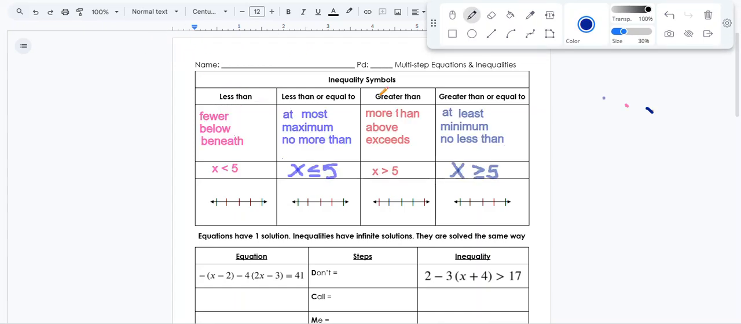Okay, so here are the inequality symbol words. We have less than, and here are some words that you could also see for that. So less than, you could also see fewer than, below, beneath, right? And the way you would write a less than symbol would be like this. This reads x is less than 5.